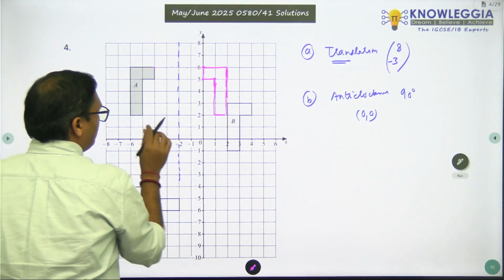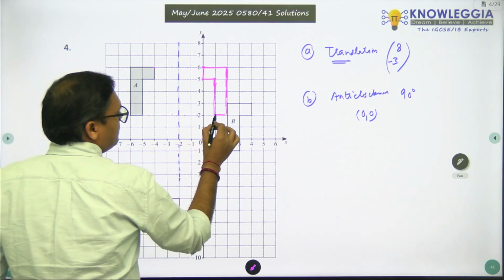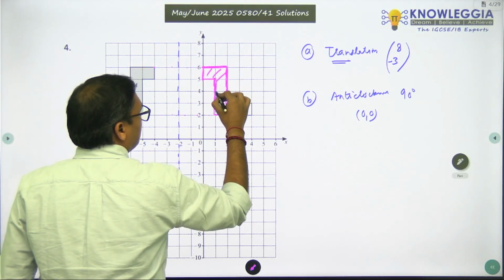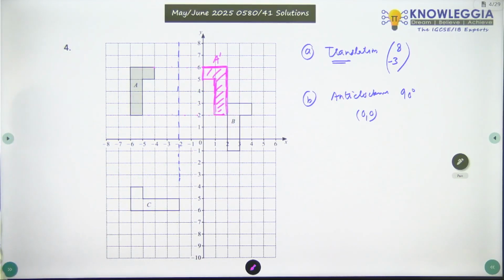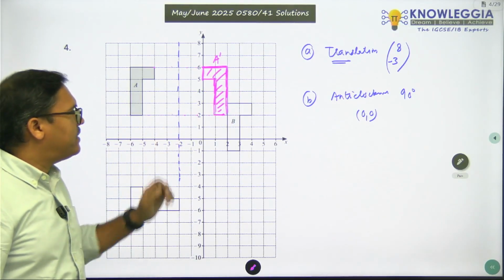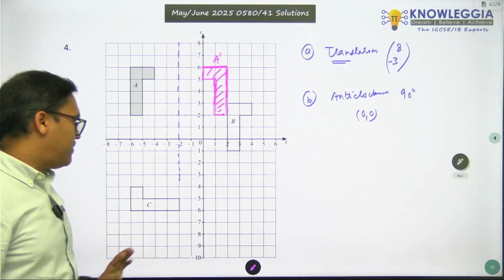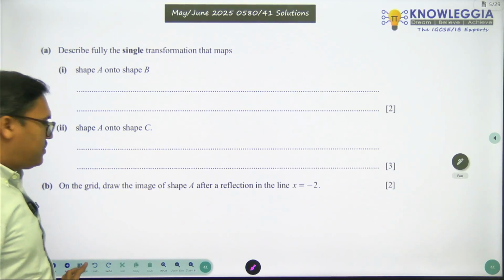This is just a reflection. You can see how many units this is from here, 1, 2, 3, 1, 2, 3. So this is the answer for the third one. This is our mirror image, the mirror image in the line x equal to minus 2. So this is how we can easily solve this. For drawing the mirror image, just take equal distances. This one is easy.